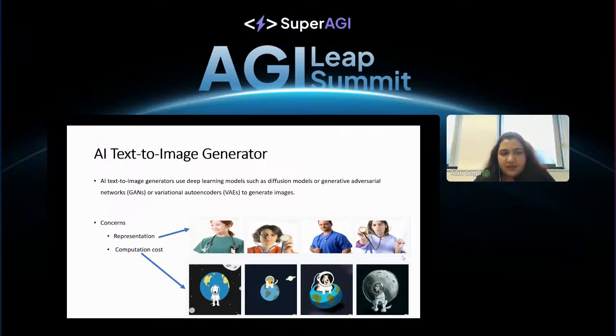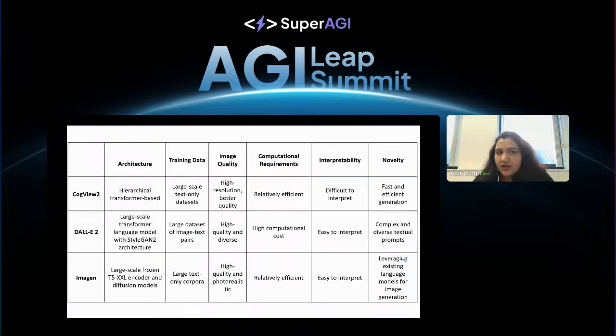So in my survey, again, I'll be honest, these were just the initial models which I was going around, which are CogView, DALL-E 2, and Imagen. And around these, I just went over the architectures, but let's be honest, every day we are seeing something new. And that's the next part of my presentation, which is comparing the AI text to video generator models.